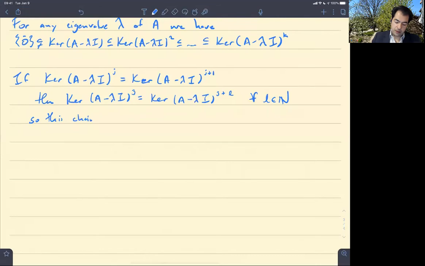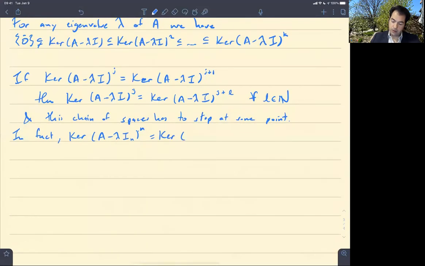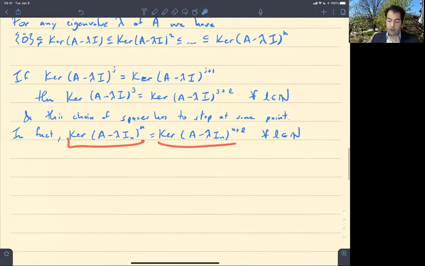I'll just emphasize that this chain of spaces has to stop at some point. In fact, because I have n by n matrices, the kernel of (A minus lambda times the identity) raised to the nth power is equal to that raised to the n plus L for every L in the natural numbers. So this might not be the first time the sequence stops, but it has definitely stabilized by the time you get to the nth power. This kernel is equal to the kernel of any larger power.